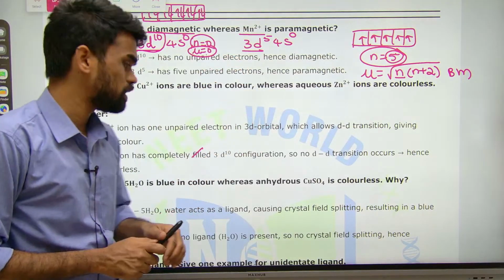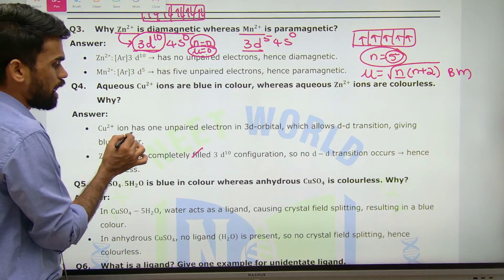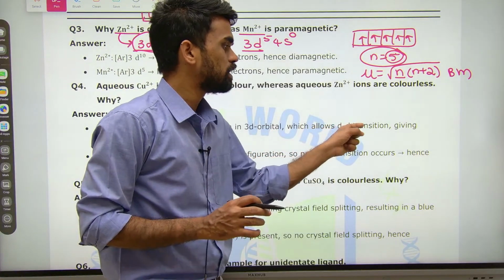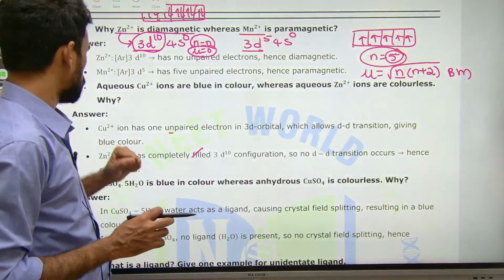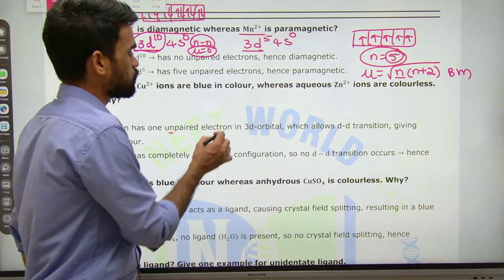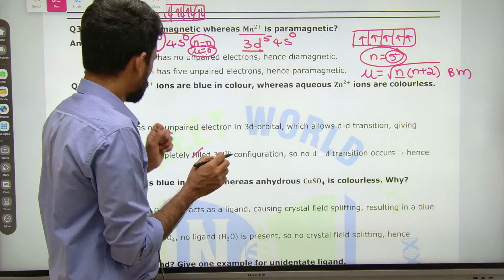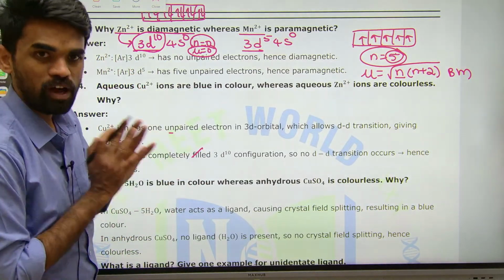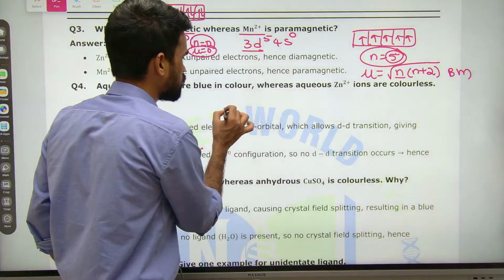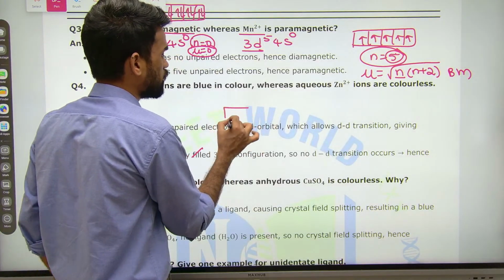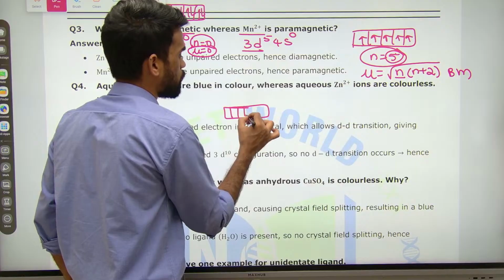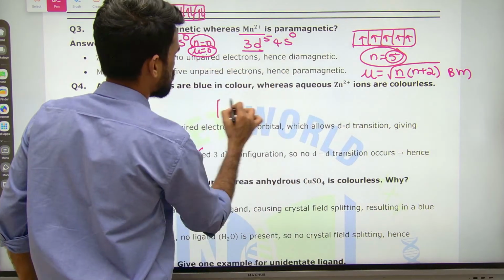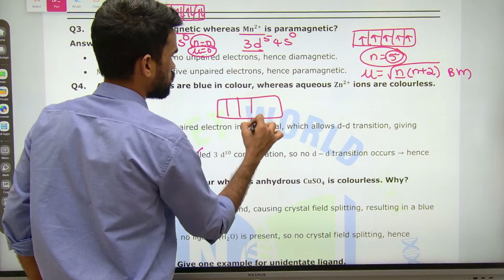Copper plus 2 ion has 1 unpaired electron in the 3d orbital, which allows the d-d transition, giving the blue color. So it will form a complex. When you place this aqueous Cu plus 2 ion in water, it will form a complex. After forming the complex, we know there will be d orbitals in the copper plus 2 ion. Like this we have d orbitals, 5 d orbitals: 1, 2, 3, 4, 5.